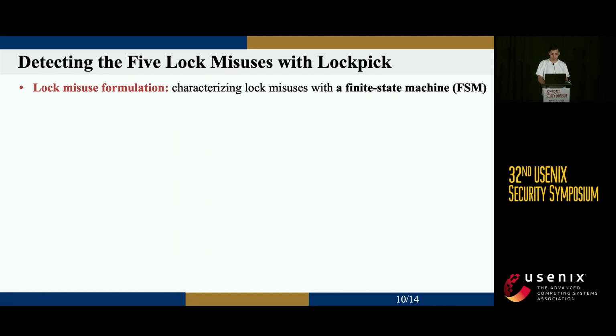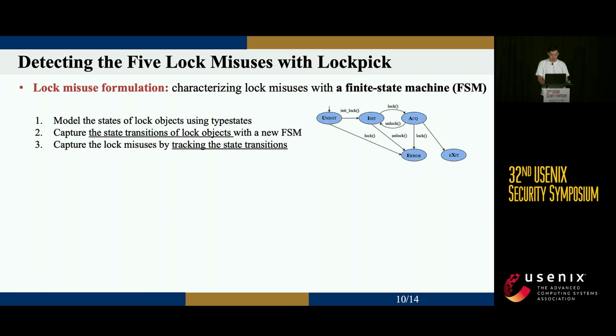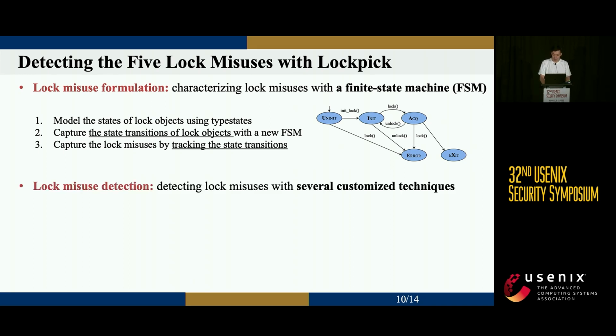In our formulation, we categorize the lock misuse with finite state machines. We model the state of lock objects such as uninitialized, initialized, acquired, and error using the typestate. And we capture the state transitions of a lock object with a new domain-specific finite state machine. As a result, our tool can capture the lock misuse by statically analyzing the program and checking the state transitions.